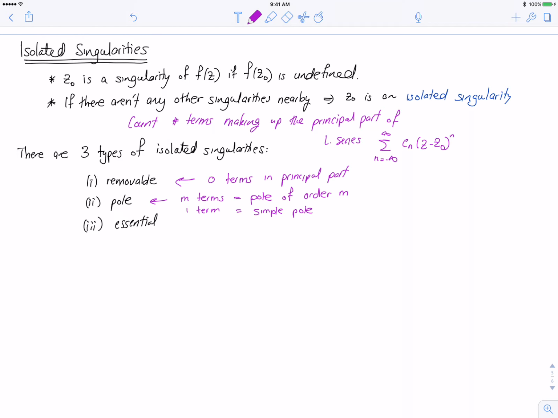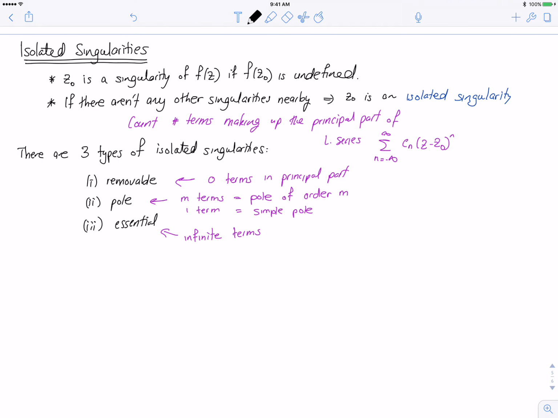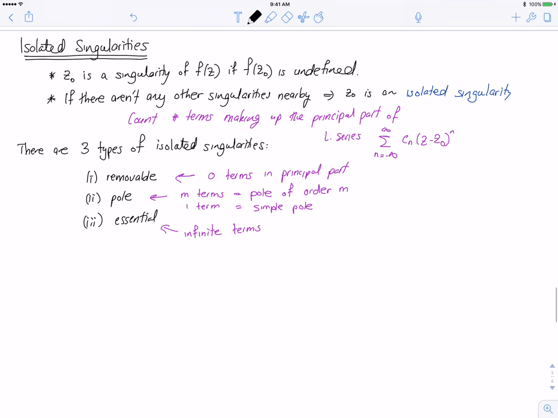And the final case, if in fact you have an infinite number of terms in the principal part, so before I was assuming m was a finite number, but if it's infinite, then it's an essential singularity. So this is when you have infinite terms in the principal part. So you can use this definition and your knowledge of being able to compute the principal part to classify what sort of a singularity your function has. So let me show you some examples.